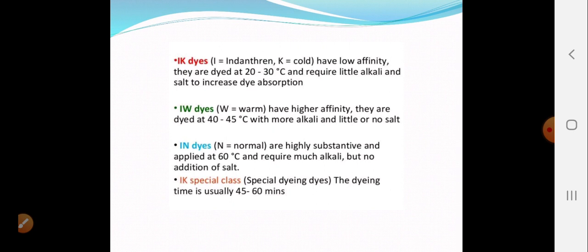So in IK dyes we saw that equal amounts of alkali and salt were used. Then in IW the amount of alkali increased but salt decreased, and in normal dye again alkali is required in large quantity but no salt is required. IS is a special class. These are used for special dyeing applications, and the dyeing time is usually around 45 to 60 minutes.